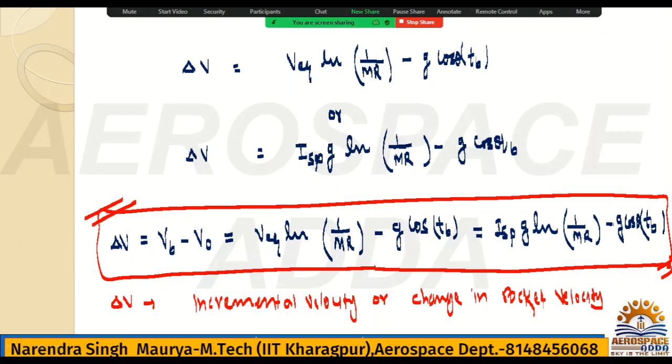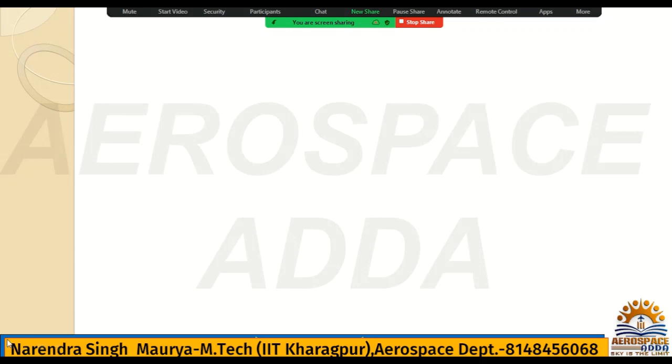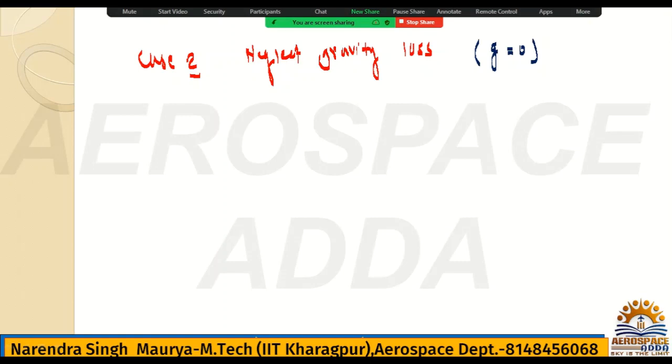Now, another consideration we can have, called case 2, is where we do not have gravity loss. So we will say neglect gravity loss. In this case G will be 0, and G will be 0 in the sense what?